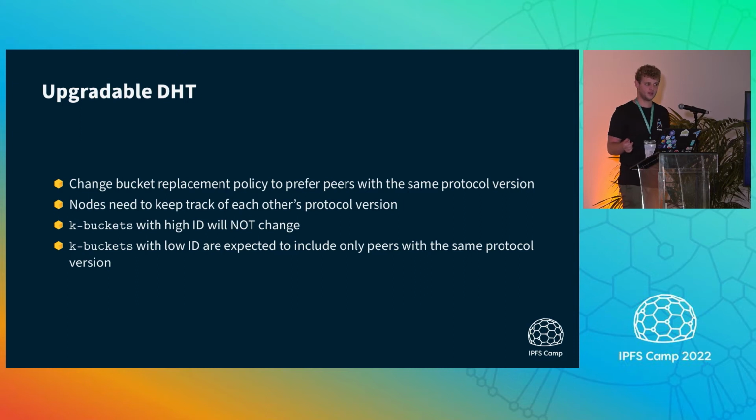Now the replacement policy in the bucket is, if you have some space in the bucket and a new peer comes in, then it will just accept it. If the bucket is full, what we do now is we just don't take the peer and put it on a waiting list. But now if the bucket is full, but we hear about a new peer that supports the new capability, and we have an old peer in the routing table, we just discard the old peer and take the new one instead.